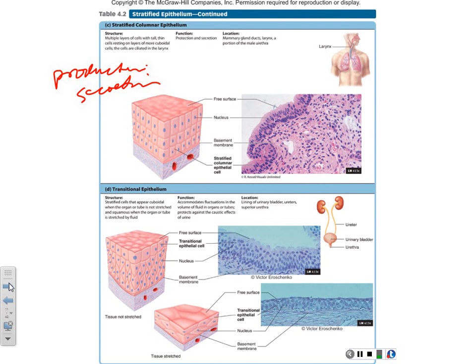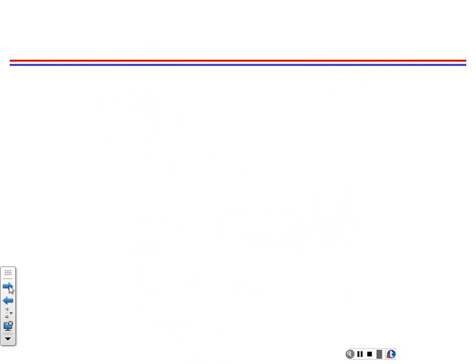Other organs that stretch like the stomach, they have folds called rugae that will increase the stomach volume as you're eating, but for this, you have the transitional epithelium which actually stretches. Okay? All right. Okay, good. There you go.